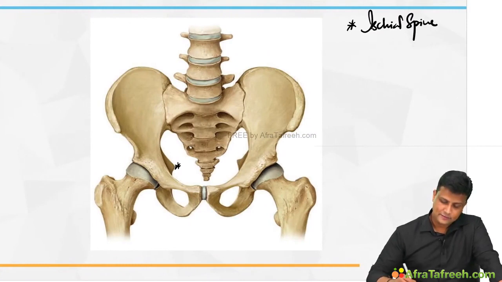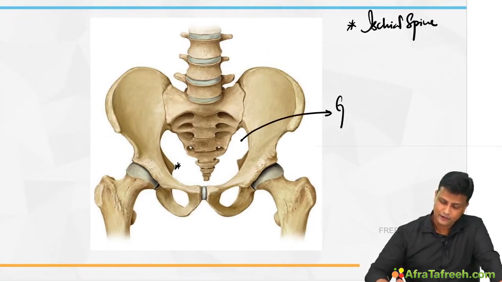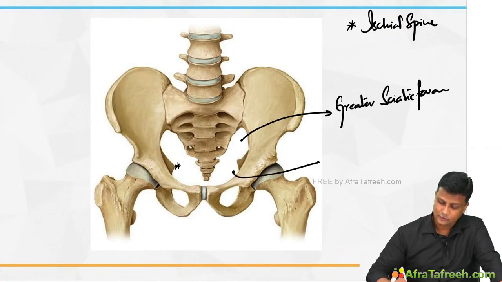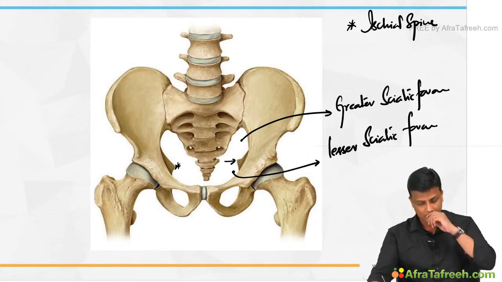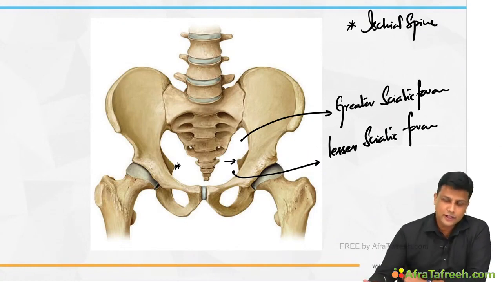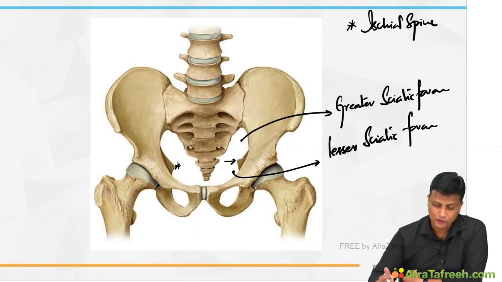Above the ischial spine, you will be able to appreciate one foramen, and that foramen will be the greater sciatic foramen. Below this, you are able to appreciate one more foramen, and this one will be the lesser sciatic foramen. And this is the spine, your ischial spine. Structures passing through the greater and lesser sciatic foramen, hope you have already learned about that one, guys.